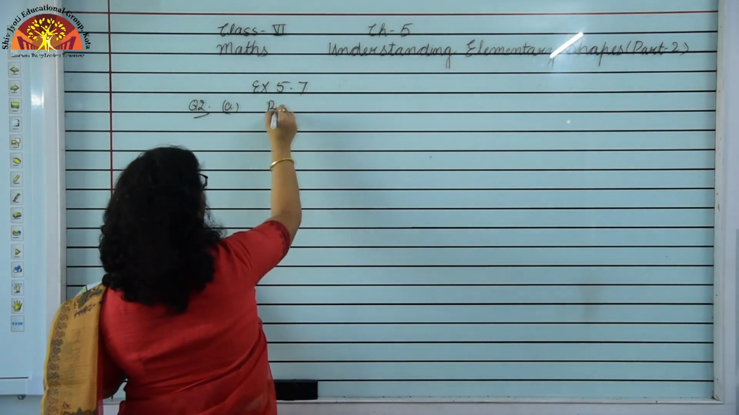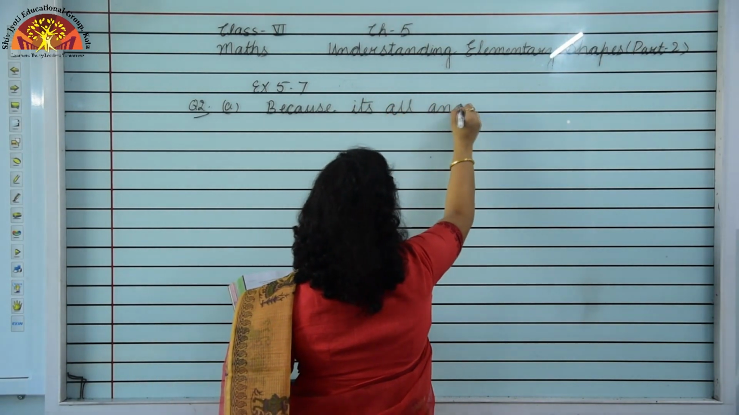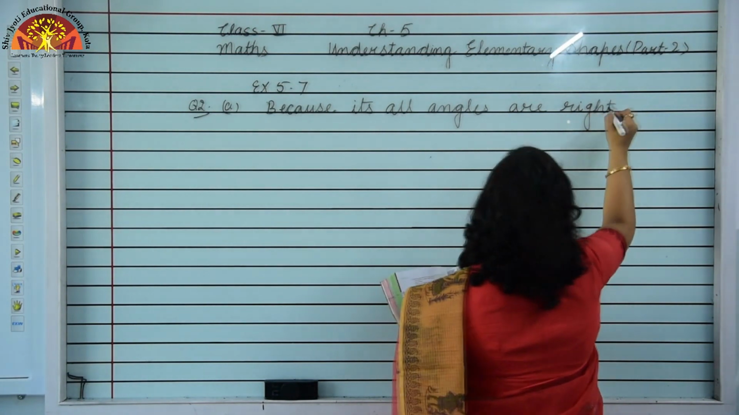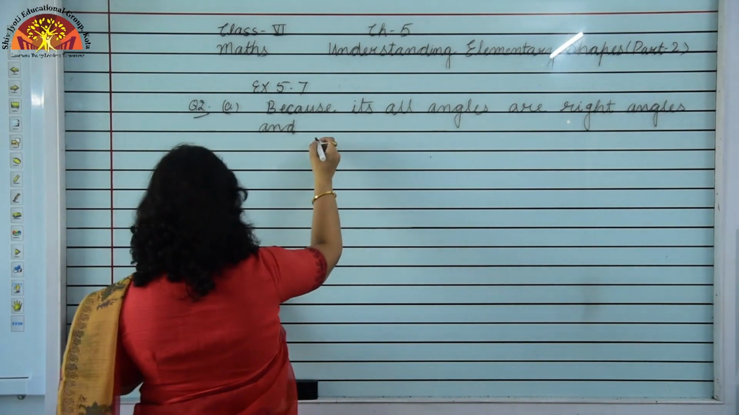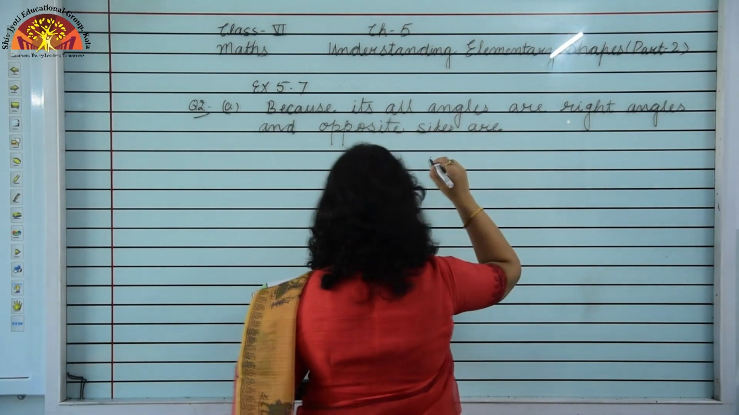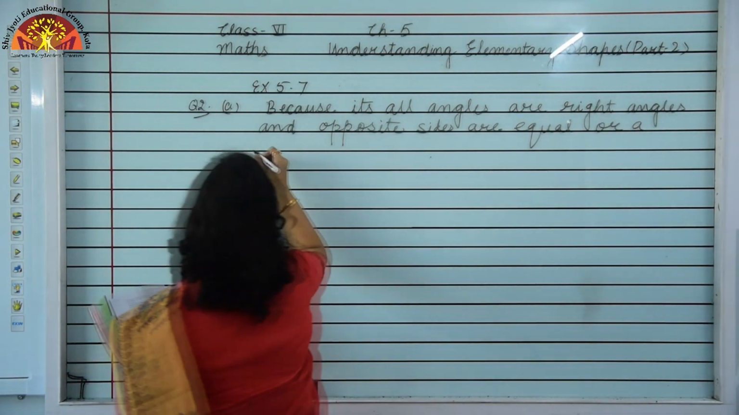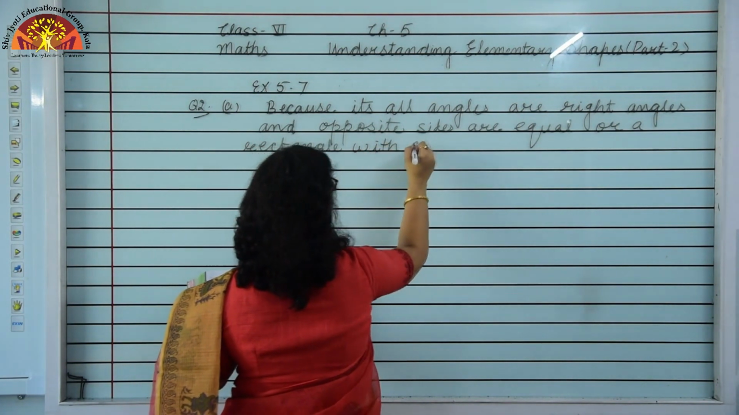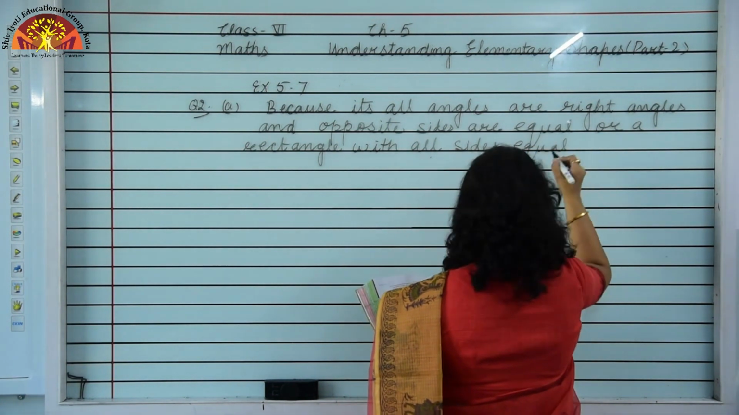The solution is because its all angles are right angles and opposite sides are equal, or a rectangle with all sides equal becomes a square.